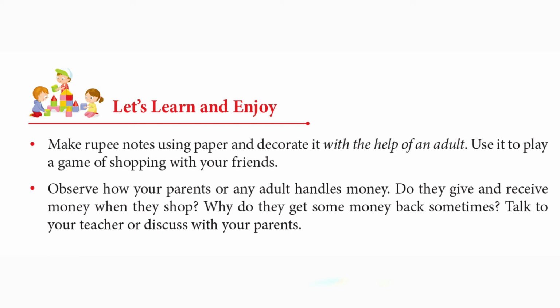Now the second activity is that you have to observe how your parents are shopping. When you go out with them for shopping, just see how they are buying things, how they are looking at the cost of the item and how much money they are giving. Are they giving notes? Are they giving coins? And when they give that money, are they getting anything back in return? The change that we learned today, are they getting any change back? Are they getting coins or notes? So you can carefully observe and learn how to use this money.